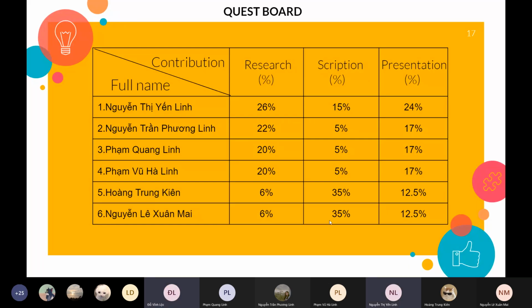And moreover, we have made a task board. This board assigns tasks according to the percentage of each group member. Everyone can refer to it, and maybe because this is the first time giving a presentation, our pronunciation is still lacking. Hope everyone can understand us.